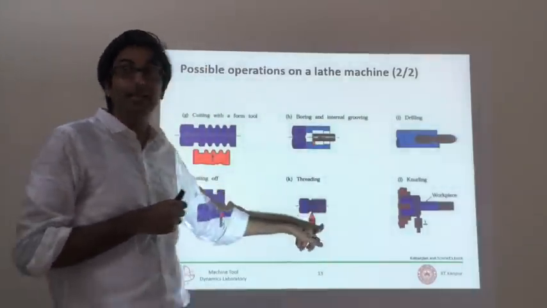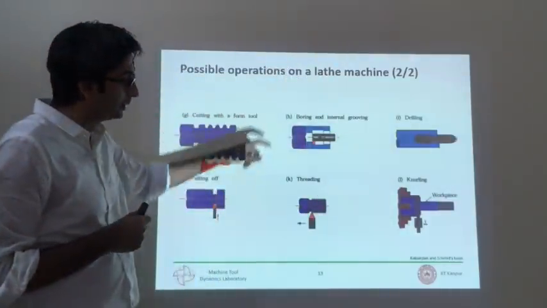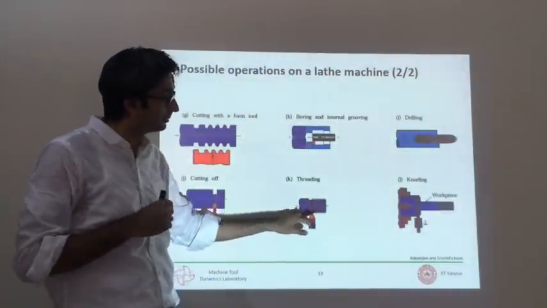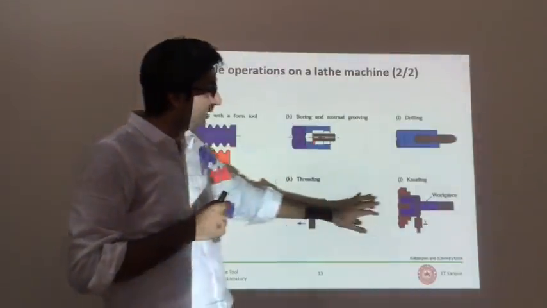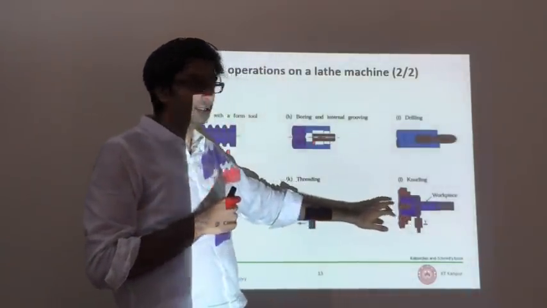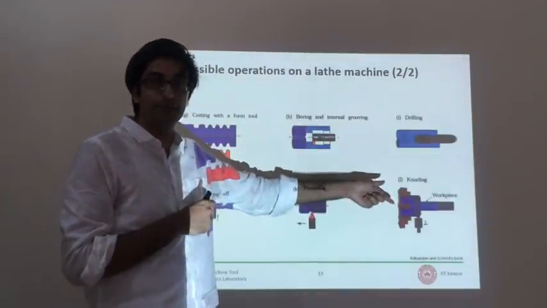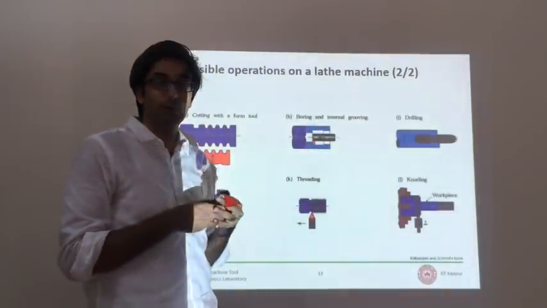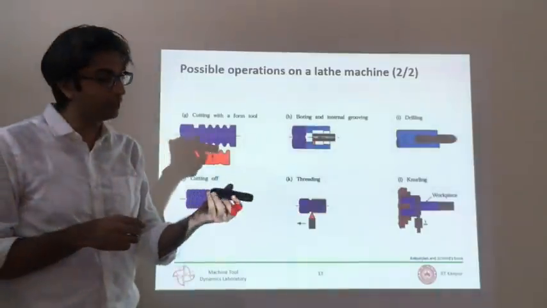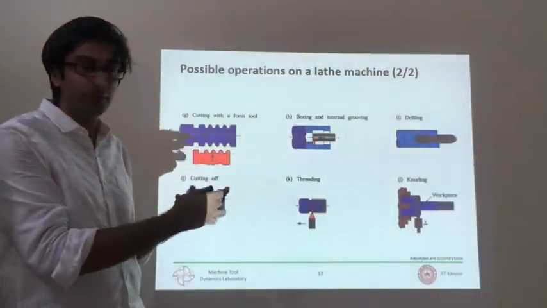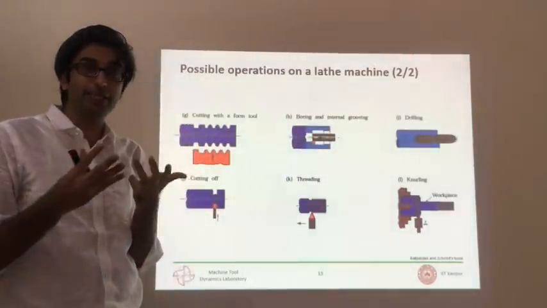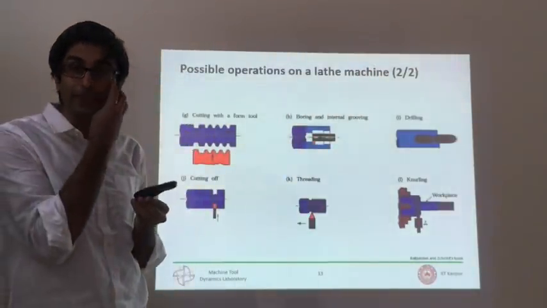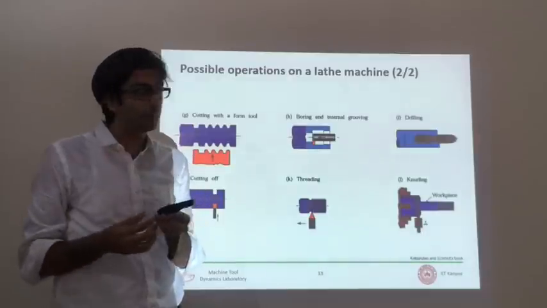You can also do threading on the workpiece, on the lathe machine. I'll talk about this in the next slide. But this is really nice, this is possible. And then finally you can do what is called knurling. This is not so much a machining operation, but this is also necessary. What knurling does is, because all these are nice finished machine surfaces, they're actually very smooth, and if you want to grip something, you can lose that grip.